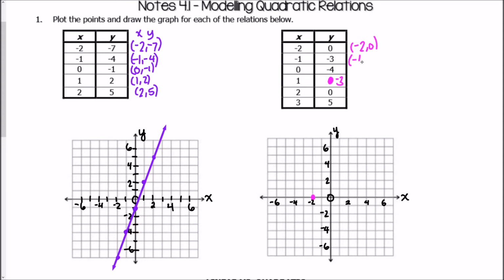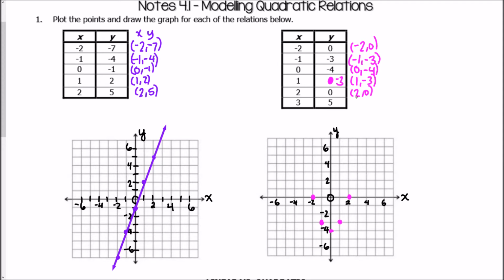My next coordinate is -1, -3. So I'm going to go to the left 1 and down 3. Okay, my next one is 0, -4. So I'm not going to go right or left at all, and I'm going to go down 4. The next one is 1, -3. So I'm going to go to the right 1 and down 3. Okay, next coordinate is 2, 0. So I'm going to go to the right 2, and I'm going to stay right at 0.